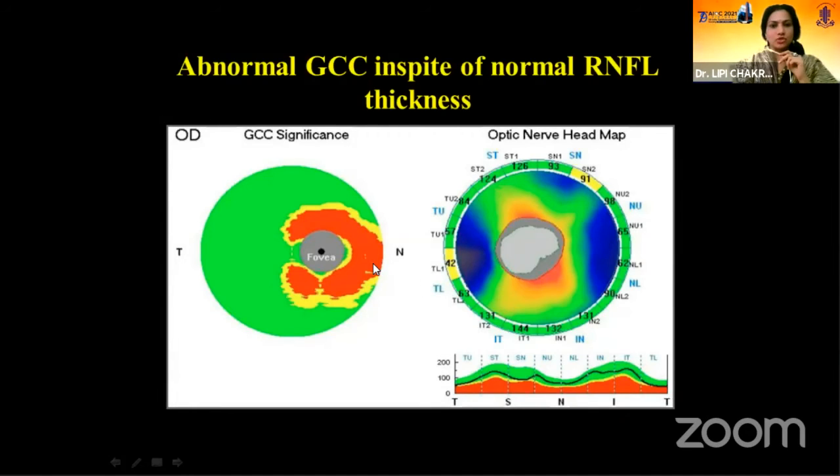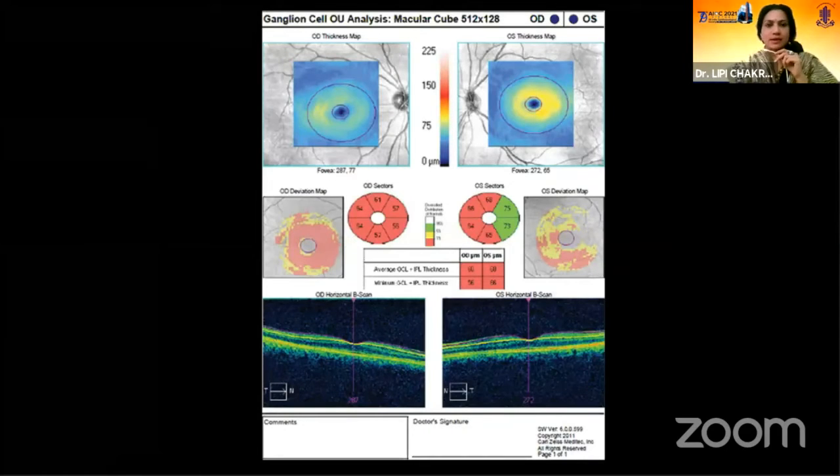RNFL thickness appears normal. But when we see the significance map of GCC, then there is a red zone around fovea. That is implying that there is loss of ganglion cells. So this might be glaucoma. This is where GCC helps us. This is the ganglion cell OU analysis report. This is how the film looks like.